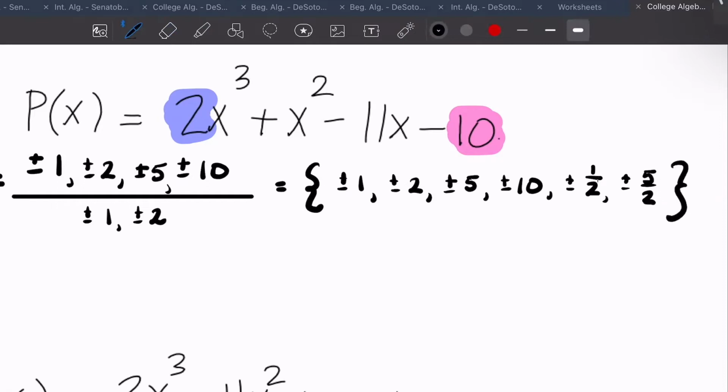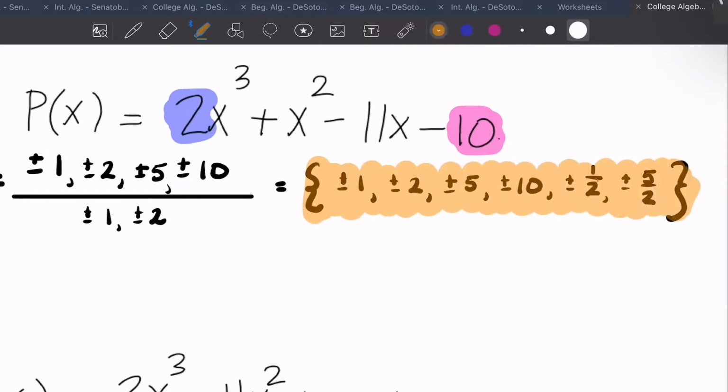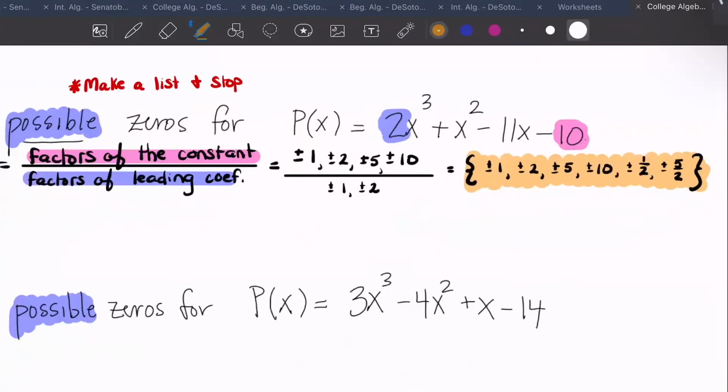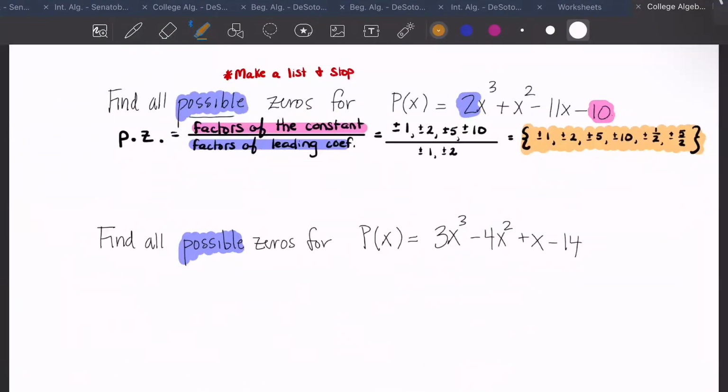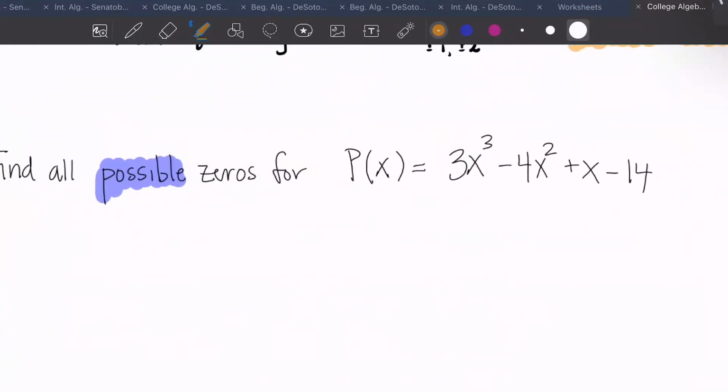So that is my list of all possible zeros for that function. Okay. So we can do it again here. You can try it if you want to. We're going to do the same thing though.